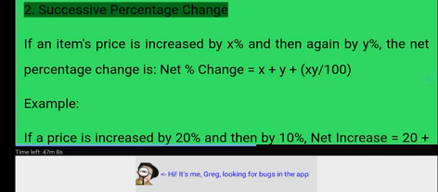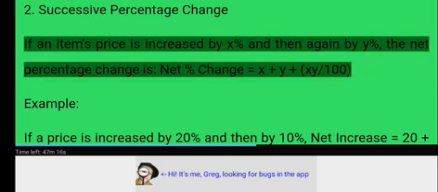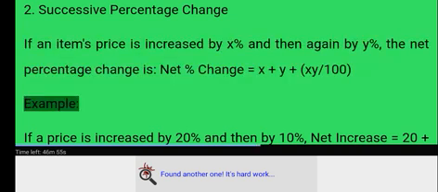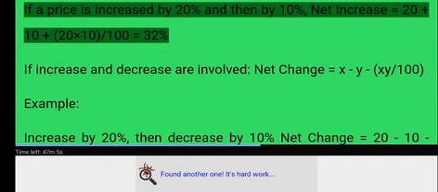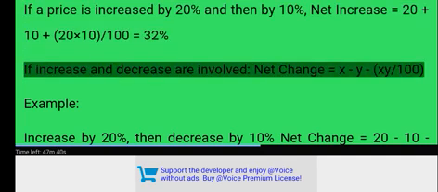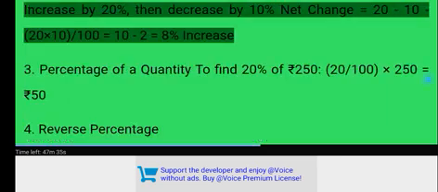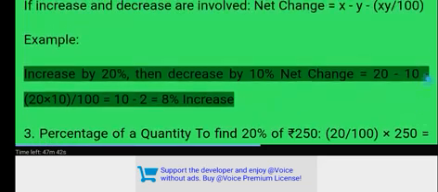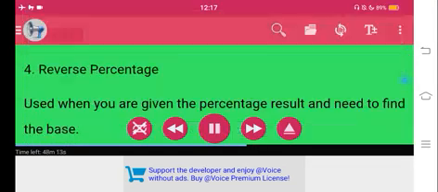2. Successive percentage change. If an item's price is increased by X% and then again by Y%, the net percent change equals X plus Y plus XY/100. Example: if increased by 20% and then by 10%, net increase equals 20 plus 10 plus (20 times 10)/100 equals 32%. If increase and decrease are involved, net change equals X minus Y minus XY/100. Example: increase by 20%, then decrease by 10%, net change equals 20 minus 10 minus (20 times 10)/100 equals 10 minus 2 equals 8% increase.